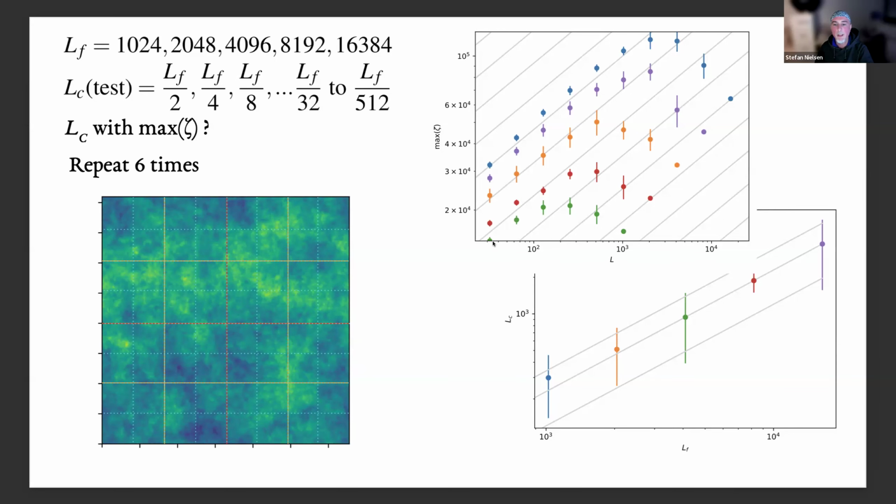So the top picture here, so this is a fault of 1,000 meters. The top one is the fault of 16 kilometers. And for each subdivision of the fault, I plot the maximum value of zeta, and I see that the maximum value seems to scale with the maximum size of the fault. There's some variability here, which is shown across the 6 realizations of the model that I did.